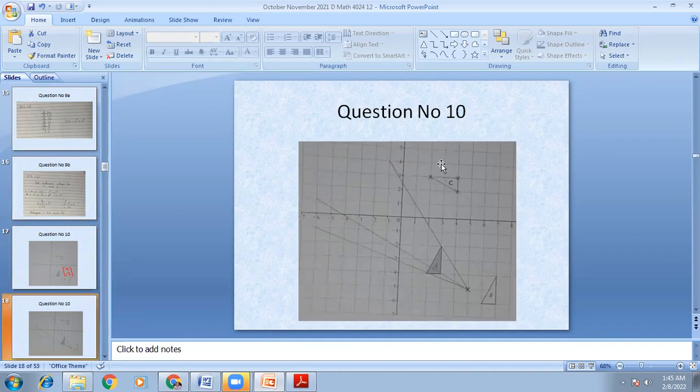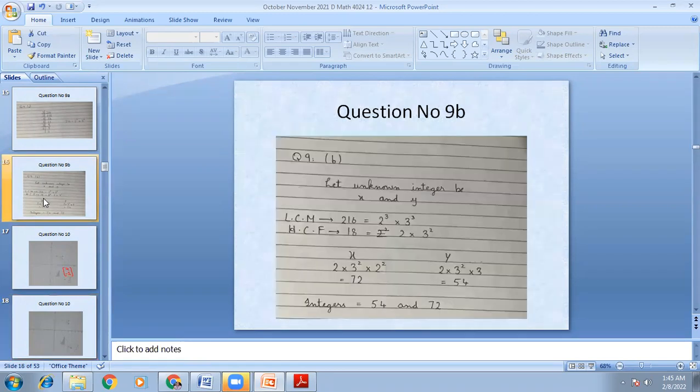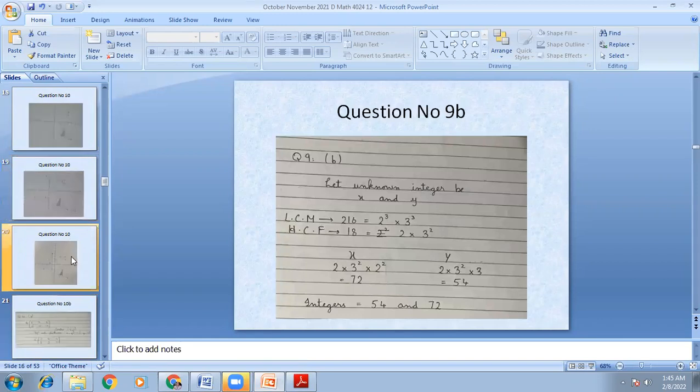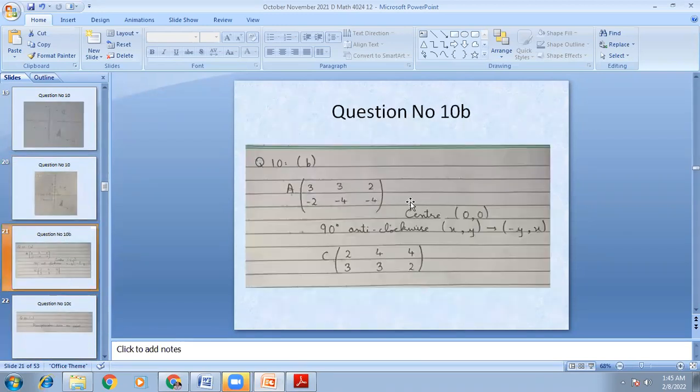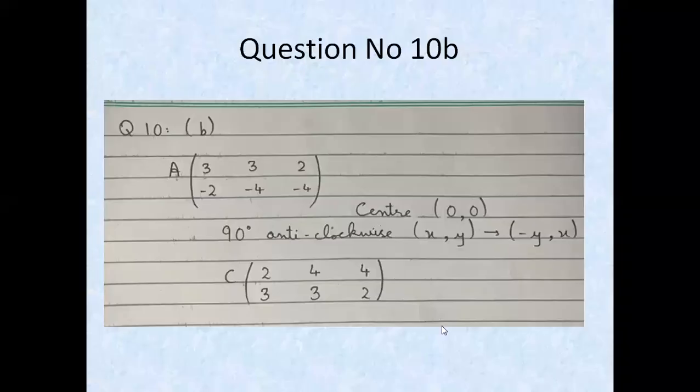So A, when rotated about the origin 90 degrees anti-clockwise, will go like this to this place. The method we have used is, let me show you the method. Try to understand this technique. In this technique, we are not going to actually do the construction work on the grid, but we are going to use a special technique.